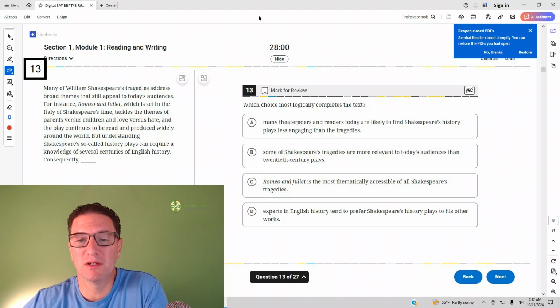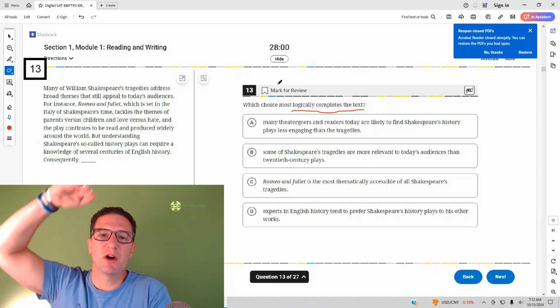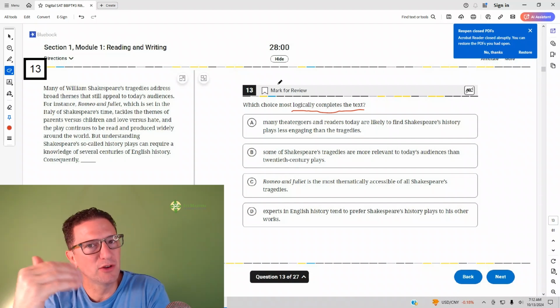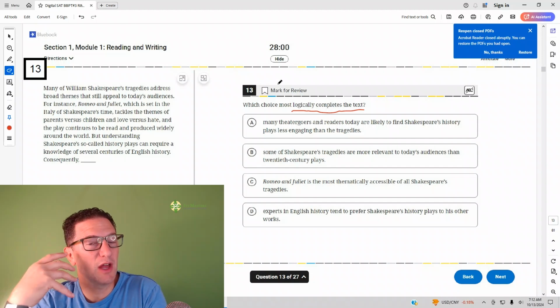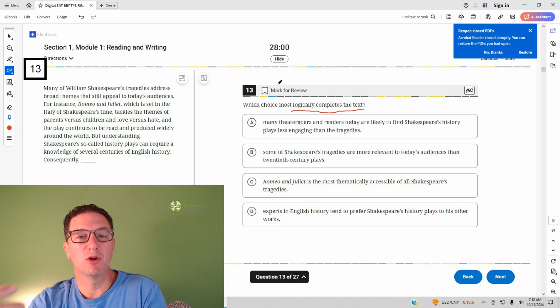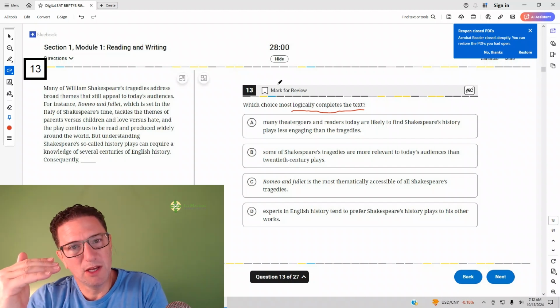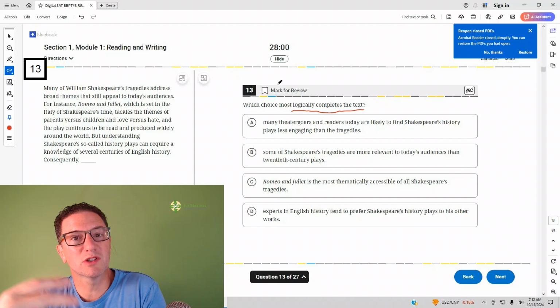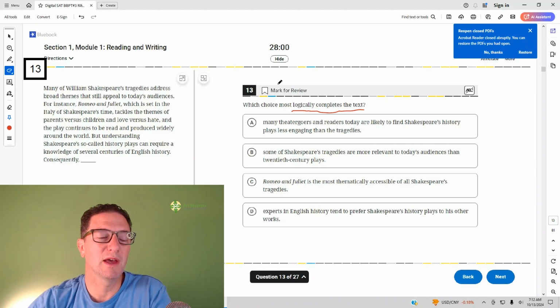Number 13 reads, which choice most logically completes the text? Whenever you've got a question like this, what you want to do is read through and predict your answer if you understand everything you just read. If not, you want to go back and make sure you have a summary in your head before you make that prediction. Now, you have a timing issue. You want to make sure you pay careful attention to how the passage is structured and what's going on in it so you can make that prediction right away. Let's go to the passage.